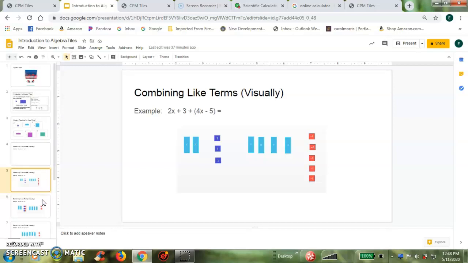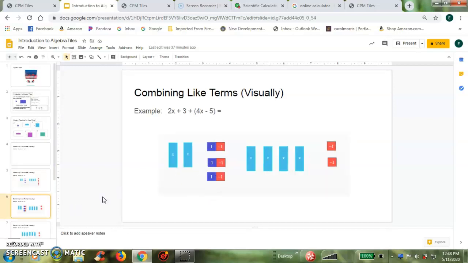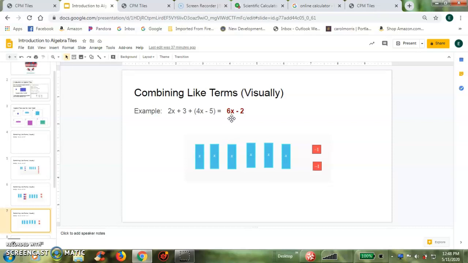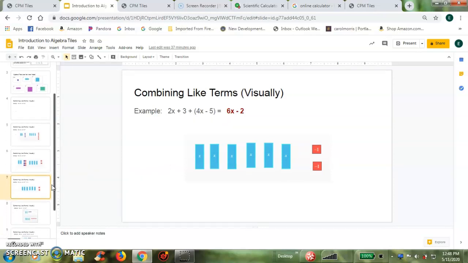If we look at our next slide, you can see here are the zero pairs, and then getting rid of them, here's our answer, 6x minus 2. If you did this without the algebra tiles, you would have had the same thing, combining like terms. You can add the x's, 6x, and you can combine the 3 with the negative 5. The great thing about the algebra tiles is they give you a visual model.